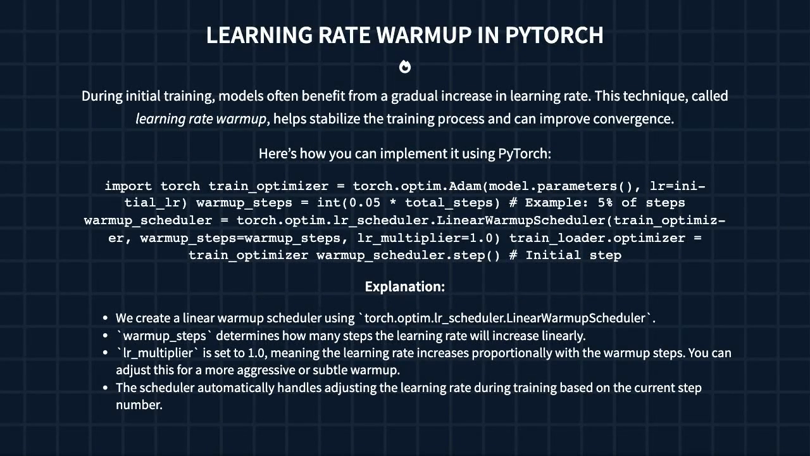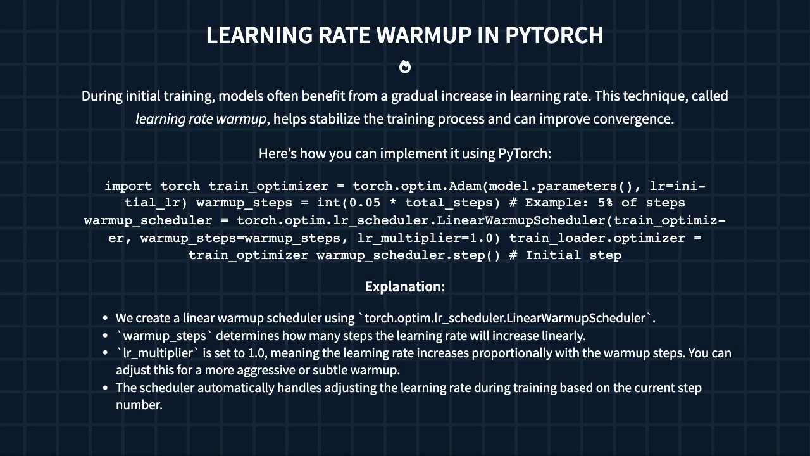Okay, let's talk about learning rate warm-up. It's a really useful technique when you're training deep learning models. Essentially, we start with a low learning rate and gradually increase it over the initial steps of your training process. Think of it like gently warming up an engine before full speed.